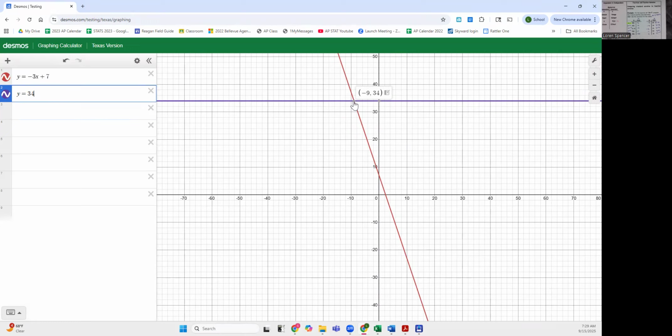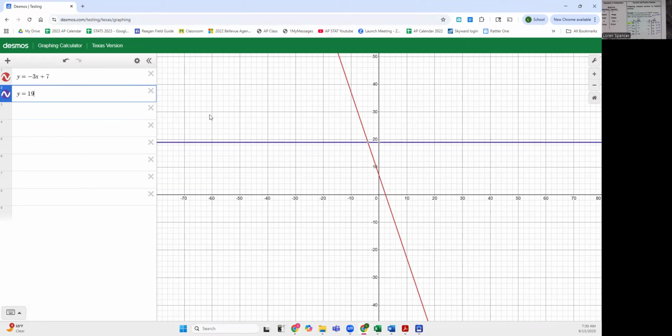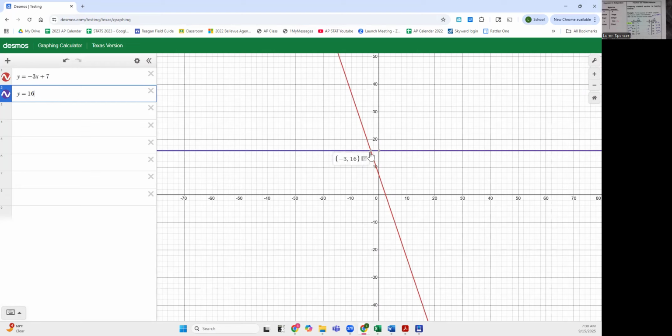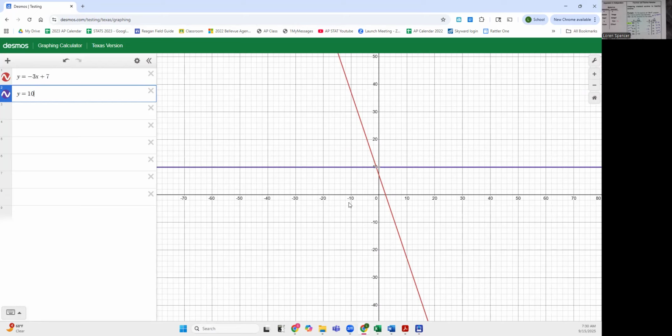The next thing it asked for is Y equals 19, so I'll just change that 34 to 19. And I get -4. The next one, Y equals 16. And by the way, if I want to, I could zoom in and I get -3 for my X value. Then I go Y equals 10 and I get -1 for my X value.